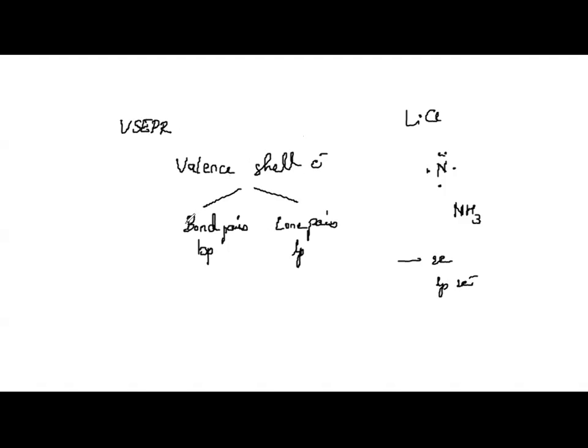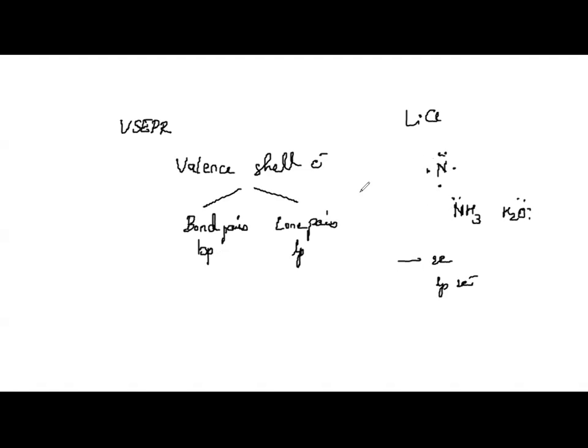So now the question arises, is our given molecule having only bond pairs? Then what will be the geometry? If it is having one lone pair along with the bond pairs, what will be the geometry? For example, NH3 has one lone pair. If it is having more than one lone pair along with bond pairs, then what will be the geometry? For example, H2O, oxygen has got 2 lone pairs.